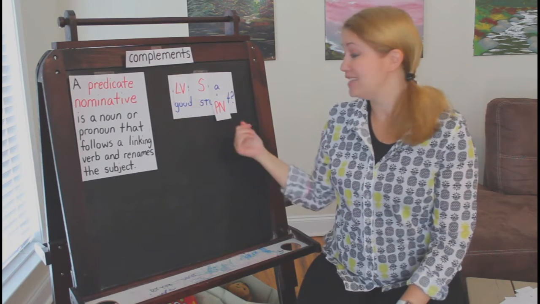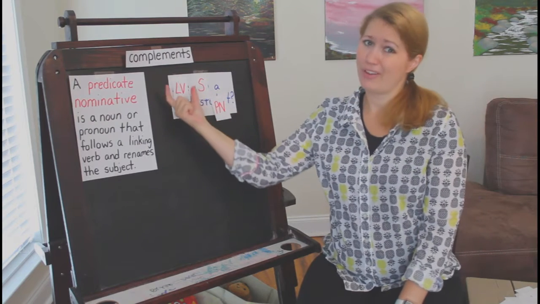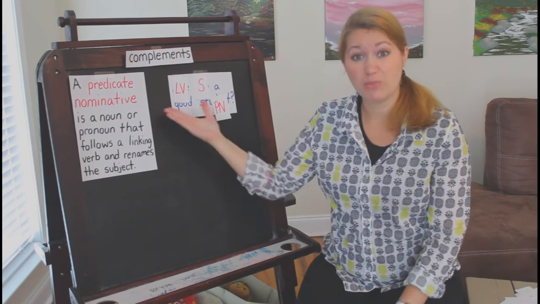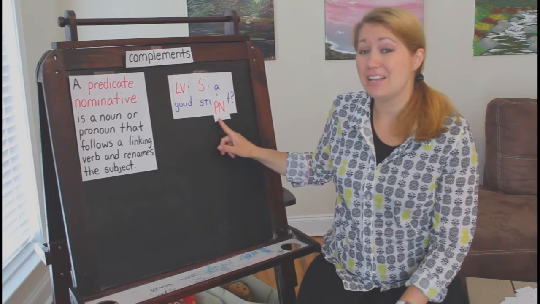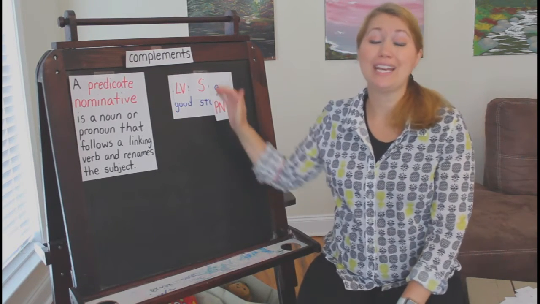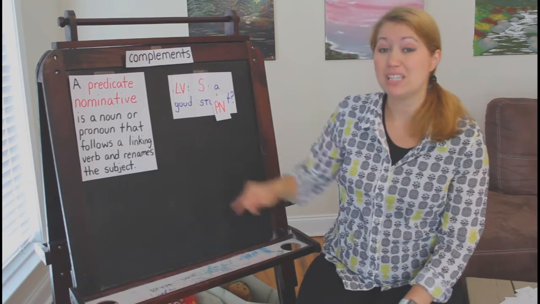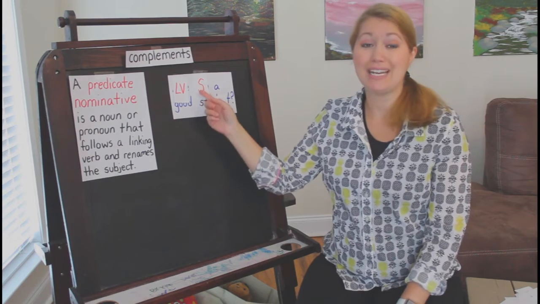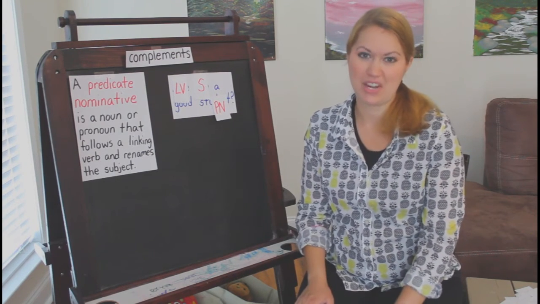You'll see that anytime you have an interrogative sentence, there could be a verb at the beginning or a verb phrase. So look closely because you can still have a word that renames your subject, a noun that follows the linking verb and renames your subject. You'll still have a predicate nominative there.